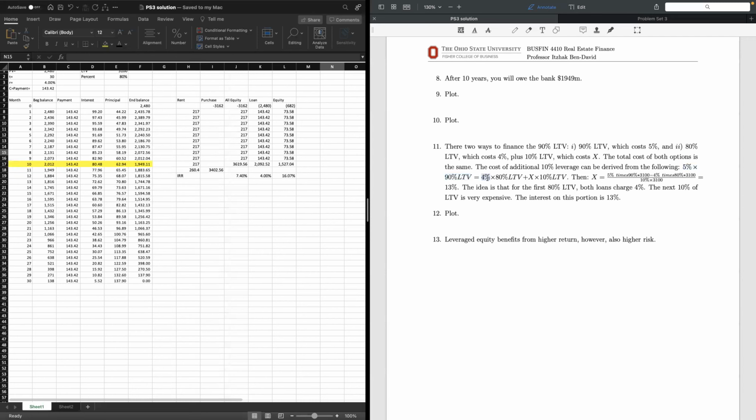this is the interest that you're paying on this ideal 90% loan, will equal to this: the 80% LTV at 4%. This is the interest that you pay on this loan. And this is the interest that you pay on the second loan, so it's 10% LTV times X. X is the interest rate that you are trying to get. So this whole left-hand side should be equal.